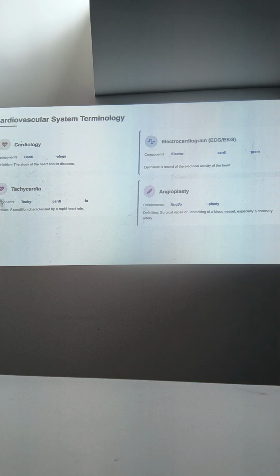There we go. Then you have angioplasty. Angio usually means arteries or blood vessels, and plasty means to repair, like plastic surgery. So there we go, surgical repair or unblocking of the blood vessel, especially a coronary artery. That's usually done after a heart attack, because that means there's no supply of blood to the heart.